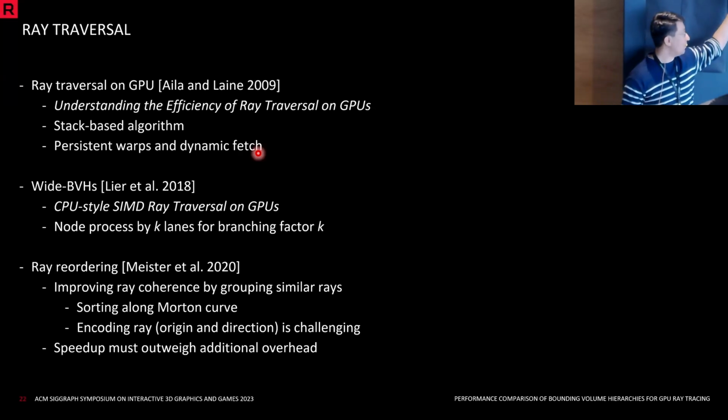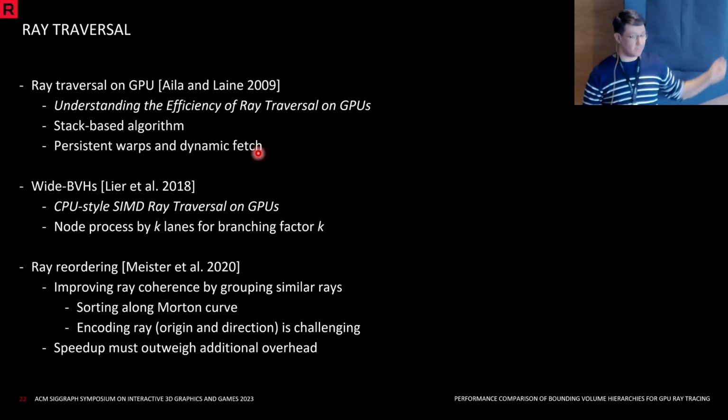So this is for binary BVHs, and for wide BVHs, we use work by Lier and colleagues, CPU-style SIMD ray traversal on GPUs, which is very similar to CPU SIMD traversal, where each internal node, for example, is processed by multiple threads. Each thread is processing one of the child bounding boxes. And the last technique, ray reordering, I think is also a very interesting technique.